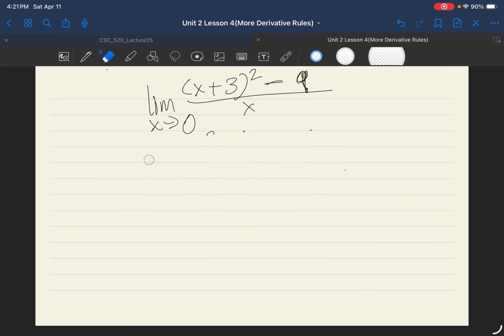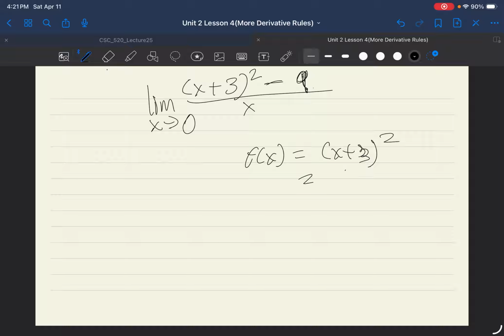But if you had the derivative instantly, what you could do is you could just say, oh, let me see this. F of x is going to be equal to x plus 3 squared. All right, so what's that equal to? That's equal to x squared plus 6x plus 9, right?